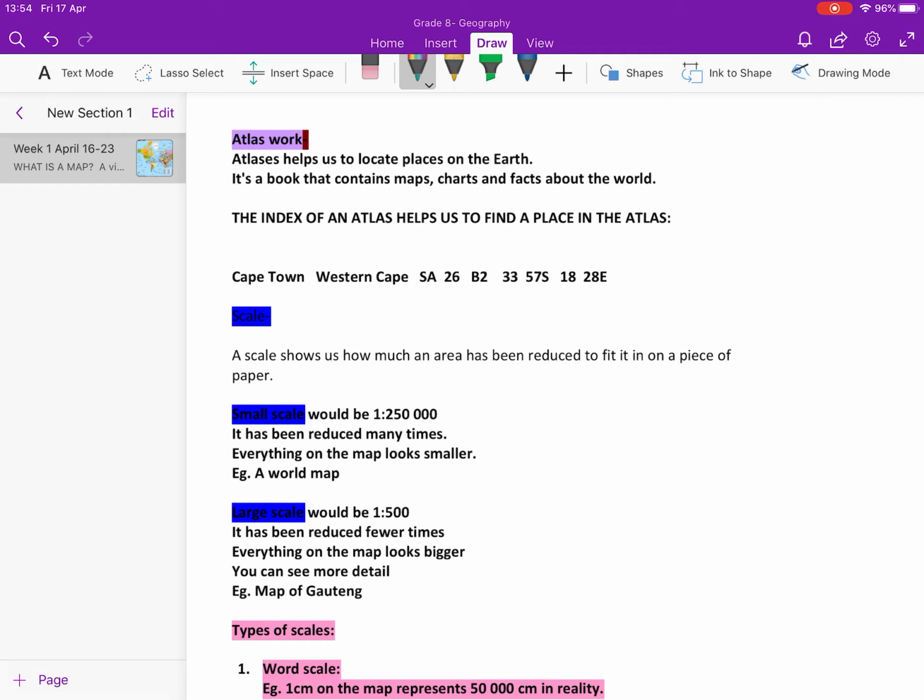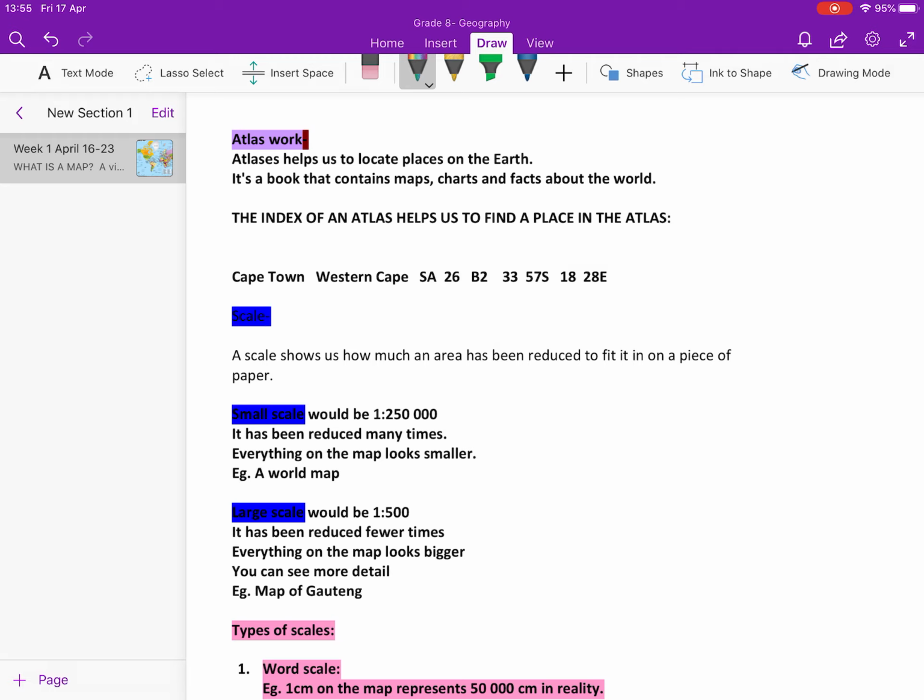Right, I want to move on. Now we're far into your notes already when we come to atlas work. So you'll see at the beginning of your notes, your slideshow, there was an activity on atlas work. Atlases help us to locate places on Earth, and it's a book that contains maps, charts and facts about the world. So you might have an atlas at home, so you can go and have a look there, so you have a better understanding of what it looks like and what it can be used for.